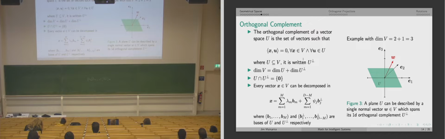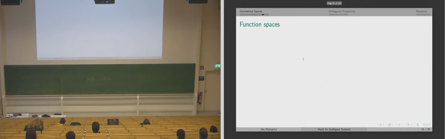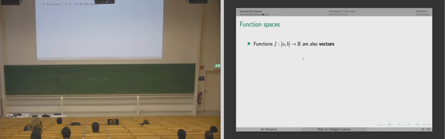Okay. Then I think I just finished the section. Okay, yeah. So the end of the section is about function spaces. So functions are also vectors. And I talked about this last week. So functions are defined as having a range from A to B, and they have an image in the reals.